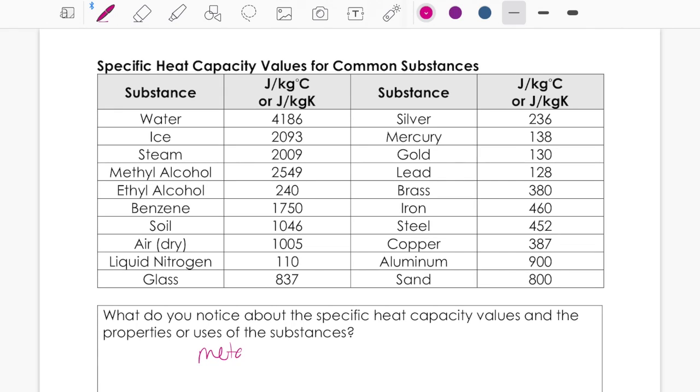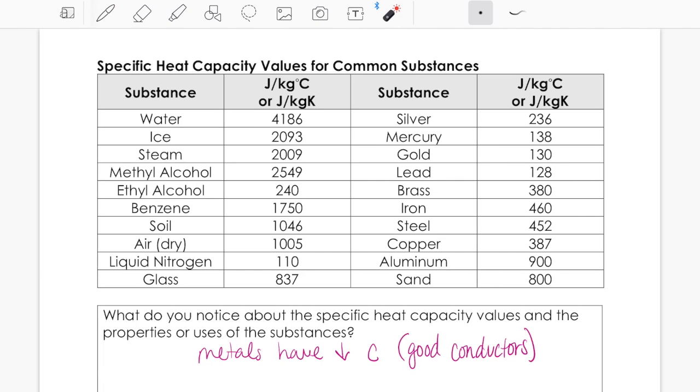What we should notice is that the ones that have very low specific heats are things like metals. Our metals have low specific heat, and this is because they are good conductors. That specific property that makes them good conductors is the fact that they have a low specific heat capacity.